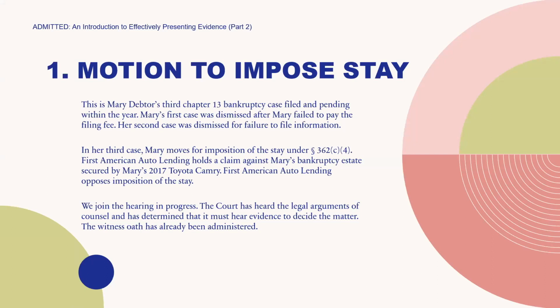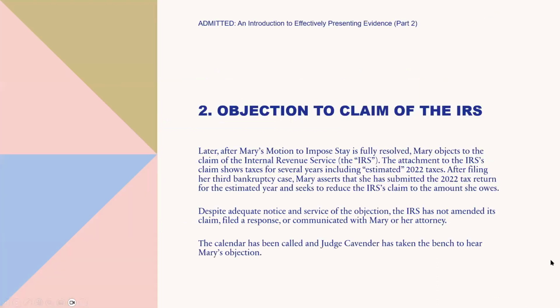With that, I think we'll move to the second hypo, if we can put that on the screen. So the second one is an objection to an IRS claim. Later, after Mary's motion to impose stay is fully resolved, Mary objects to the claim of the Internal Revenue Service. The attachment to the IRS's claim shows taxes for several years, including estimated for 2022. And after filing her third bankruptcy case, Mary asserts that she has submitted the 2022 tax return for the estimated year and seeks to reduce the IRS's claim to the amount she owes.